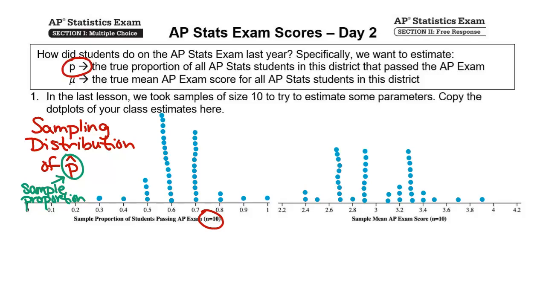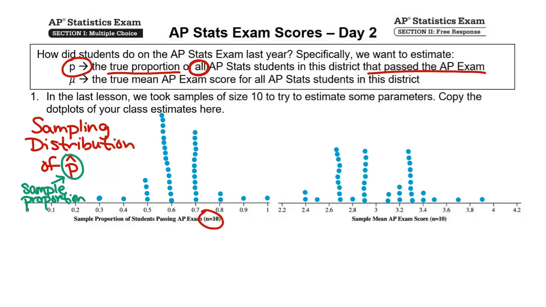What did p mean again? The true proportion of what? Of all AP Stat students in this district that passed the exam. So we're using the sampling distribution of p hat to try to estimate what the true proportion is.